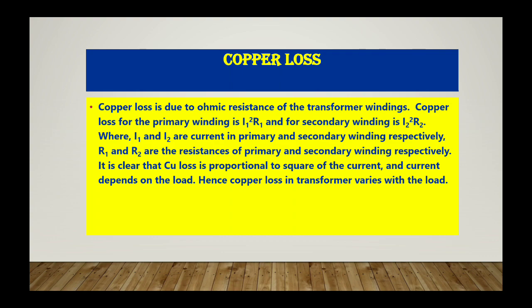So where I1 and I2 are the currents of primary and secondary winding respectively, and R1 and R2 are the resistances of primary and secondary winding respectively, it is clear that copper loss is proportional to the square of the current, that is I square R, and current depends on the load. Hence copper loss in transformers varies with the load. If the load impedance is increased, then the copper loss is also increased. So it is not a constant loss, and in comparison it is very much higher than the iron loss. So that is the copper loss.